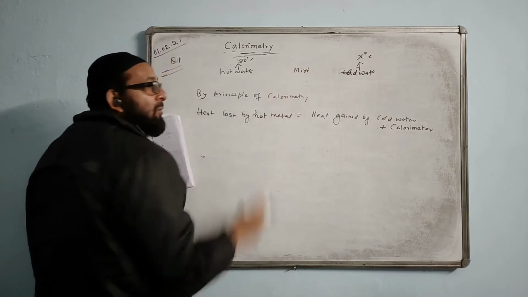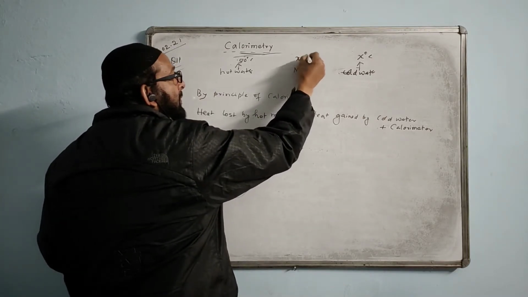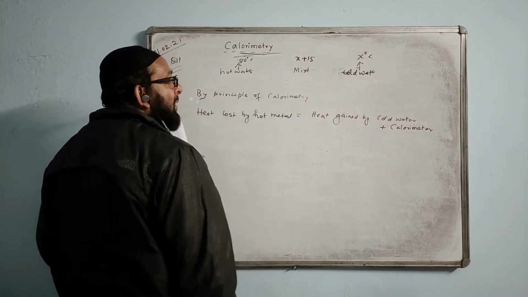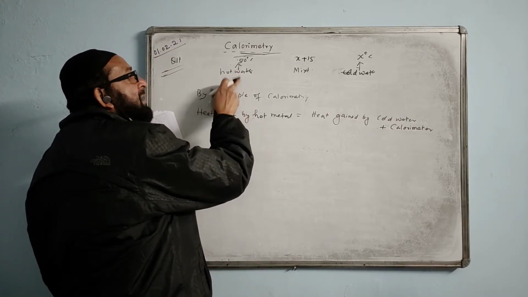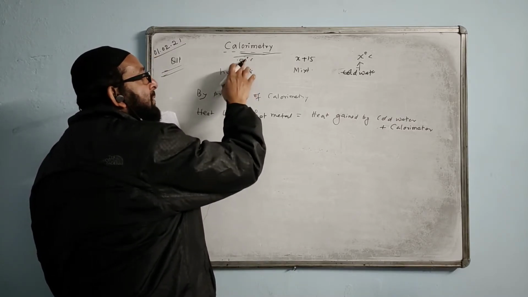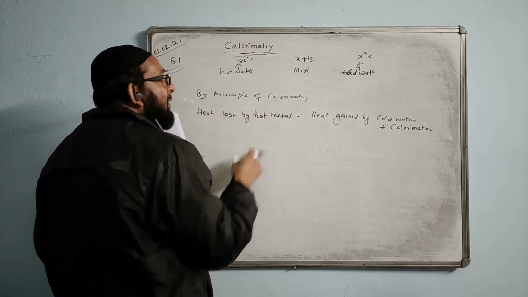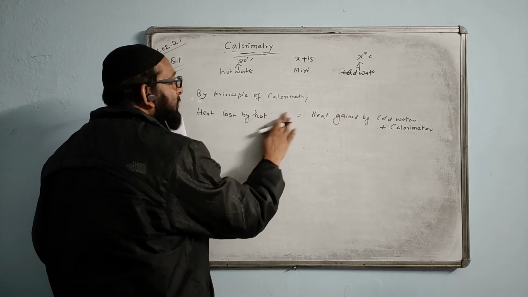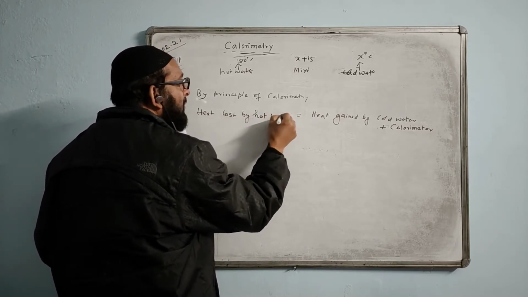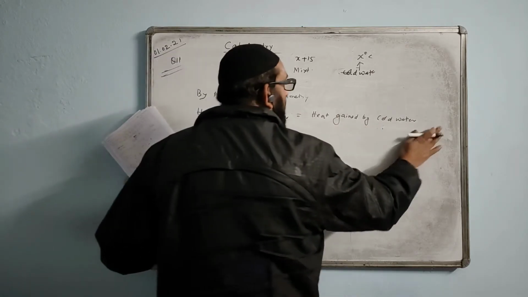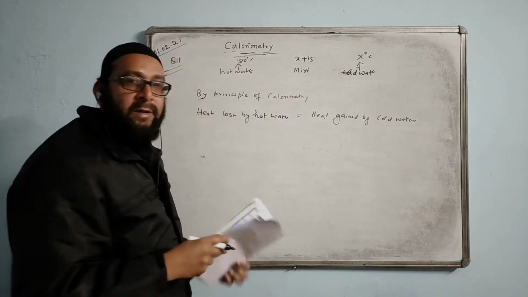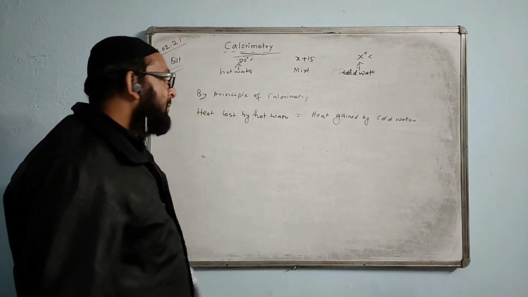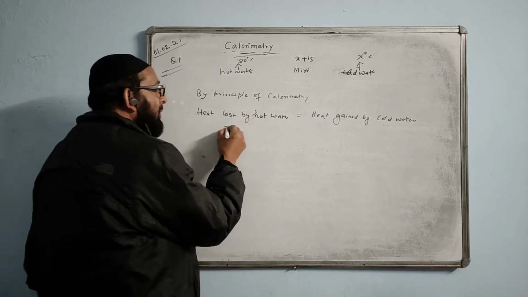What is the new temperature now? X plus 15. It's rising. If they say temperature of hot water decreases by some temperature, that means you have to subtract. So just now that is X plus 15. Let us make the equation as heat loss by hot water equal to heat gain by cold water. There is no mention of calorimeter or vessel here.